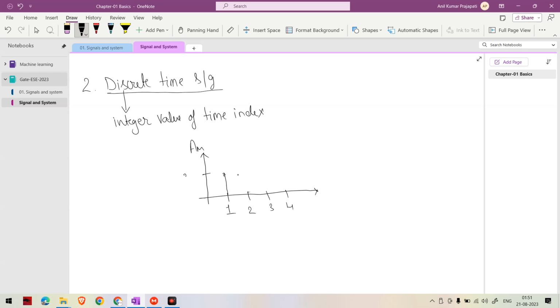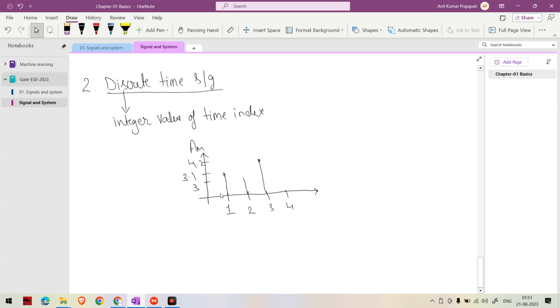For example, this is like 3.1, this is say 3, this you can say 4, and so on, or 4.2 you can say. So at the amplitude you can see it can take any value, but at the time axis it takes only the integer value basically. So that type of signal we basically call a discrete time signal.